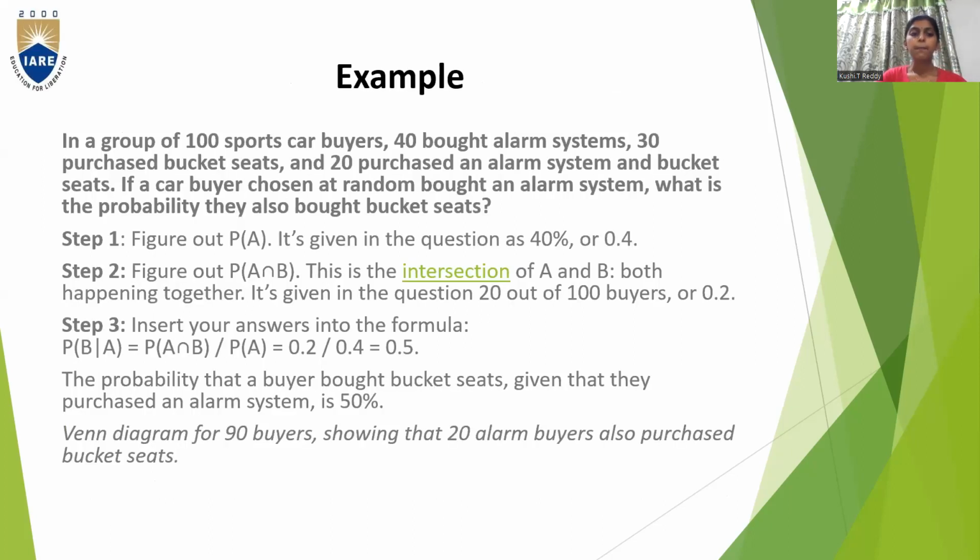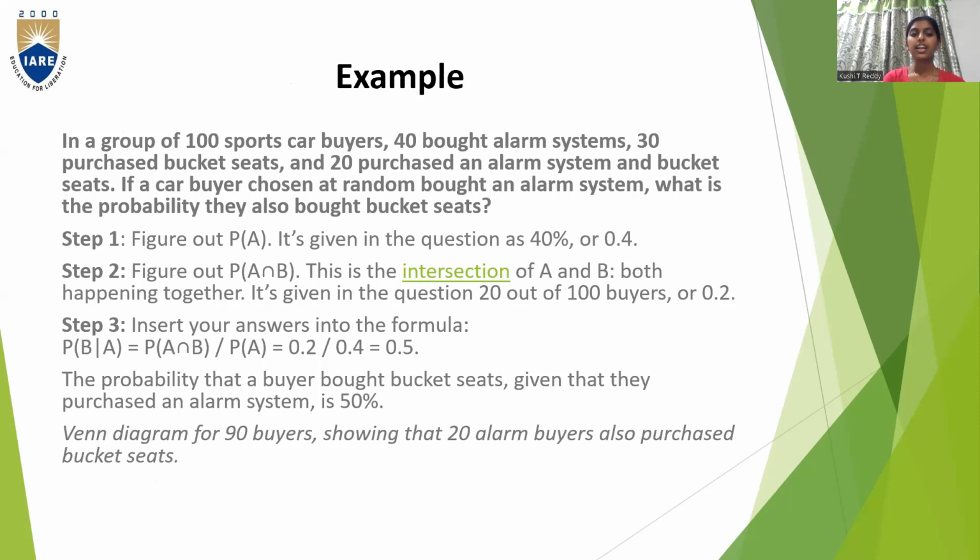Another example: in a group of 100 sports car buyers, 40 bought alarm systems, 30 purchased bucket seats, and 20 purchased both the alarm system and the bucket seats. If a car buyer chosen at random bought an alarm system, what is the probability that they also bought the bucket seats? So P of A is given in the question, that is 40%. So 40% means 40 by 100, which is 0.4.